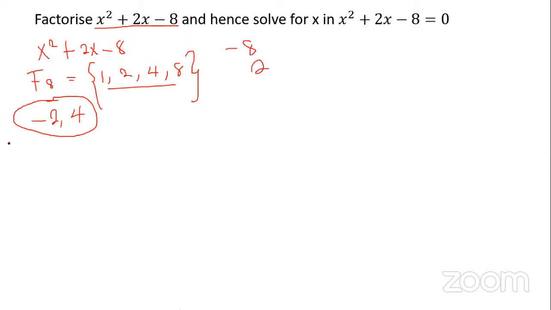Okay. So where we now have a 2x, we substitute it with the negative 2 and 4. So how shall we write it? Any idea?